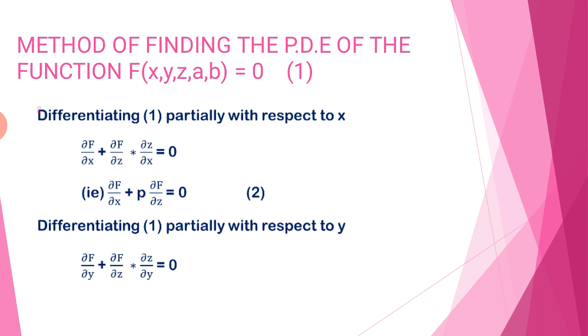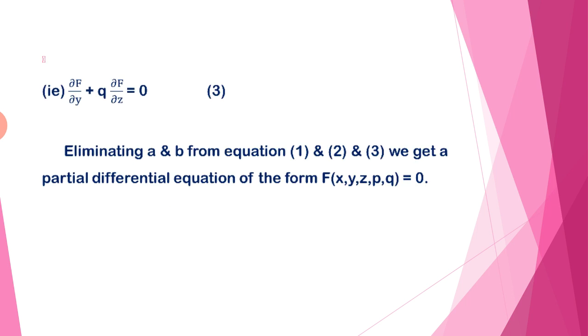Equation 1. Differentiating 1 partially with respect to x, we get ∂f/∂x + ∂f/∂z · ∂z/∂x = 0. We know that p = ∂z/∂x. This implies ∂f/∂x + p ∂f/∂z = 0. Equation 2. Differentiating 1 partially with respect to y, we get ∂f/∂y + ∂f/∂z · ∂z/∂y = 0. We know that q = ∂z/∂y. This implies ∂f/∂y + q ∂f/∂z = 0.